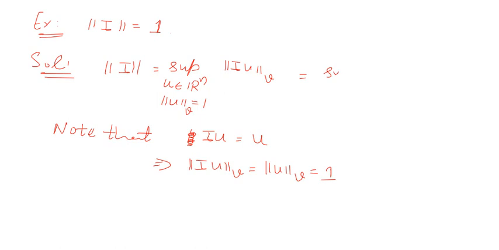So this is equal to the supremum over u belonging to Rn such that norm of u equals 1. Norm of Iu is norm of u, but this remains 1 for every u in Rn, right? Because norm of u is 1. So the supremum over the set of 1, 1, 1, 1 is 1 only, right? So hence this exercise is done. For a subordinate matrix norm, norm of I is 1.